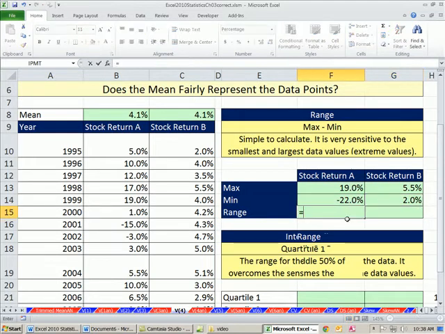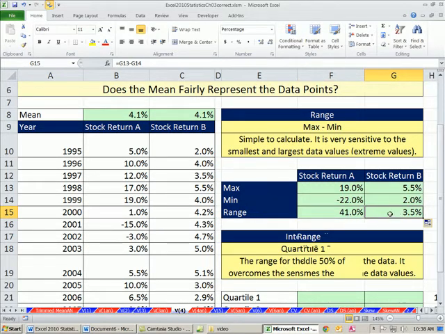Now the range equals, well, it's always going to be the max minus the min. And then I'm going to copy this over. Those are relative cell references. All right, so the range here is gigantic. The range here, much, much smaller.